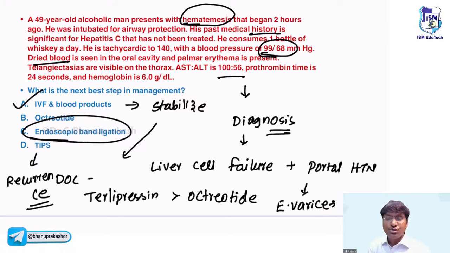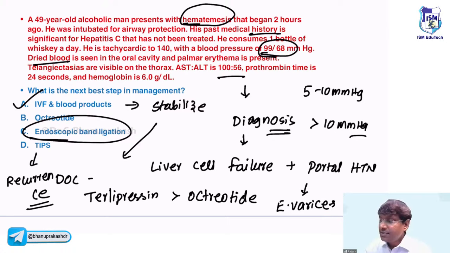Okay. And how much is the normal portal pressure? The normal portal pressure is around 5 to 10 millimeters of mercury. And when do you call it portal hypertension? When the portal pressure is more than 10 millimeters of mercury, we call it portal hypertension.